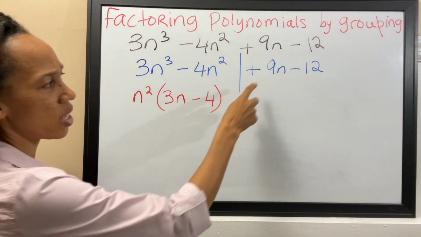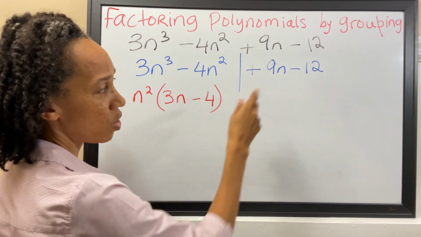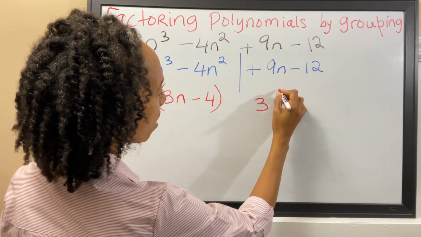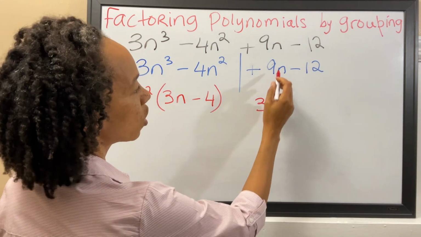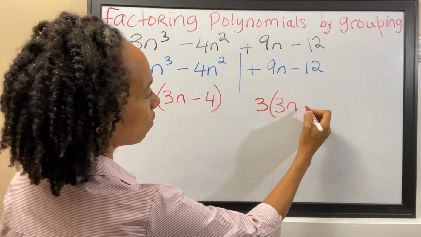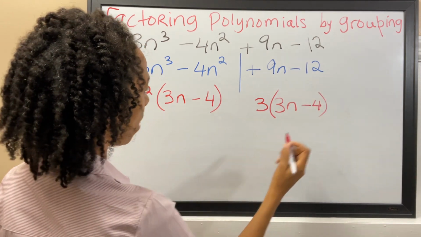But in this case, you can take out 3. 3 can go into 9 and 3 can go into negative 12. So I'm going to take out my 3. There's no variable, as I told you, that I can take out. So 3 into 9 is 3, and then you have the variable n. 3 into negative 12 is negative 4, and you have that.